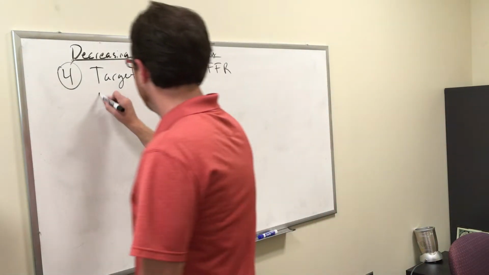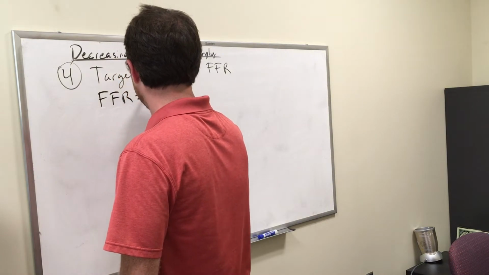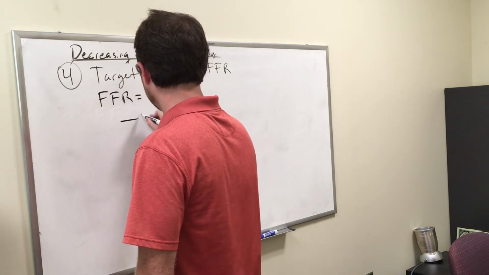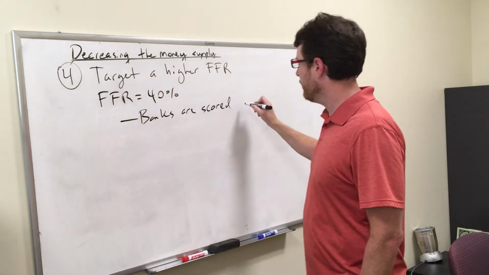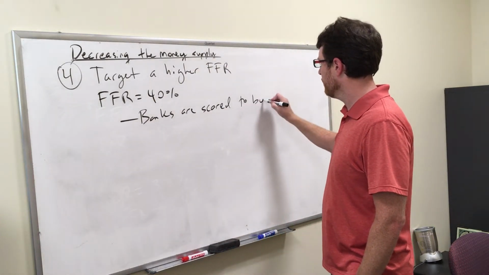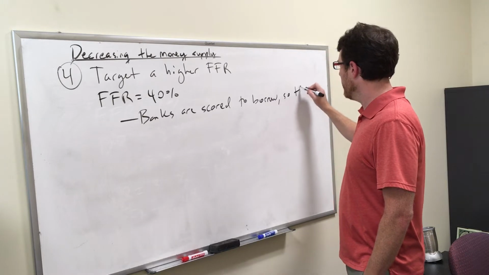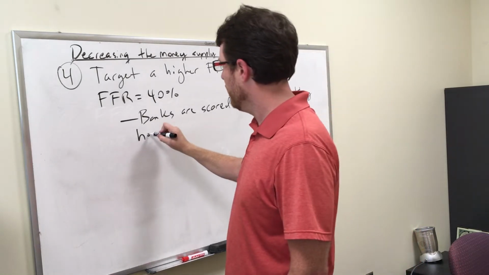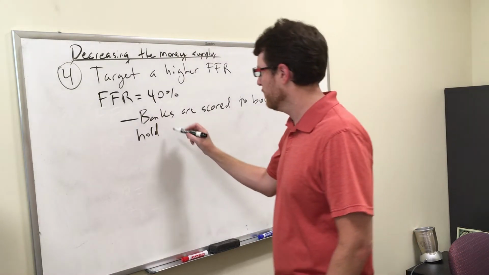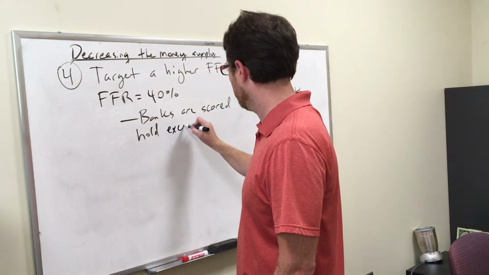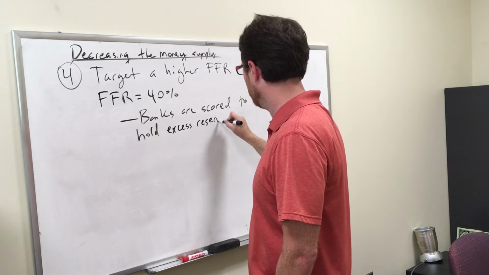Okay? If the federal funds rate is, say, 40%, banks are scared to borrow, so they hold extra money. They hold, what's that called when the bank holds extra money? Excess reserves. Okay?